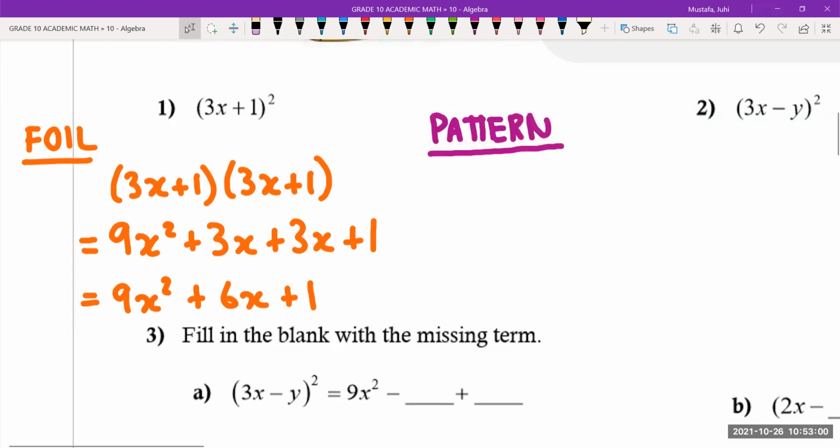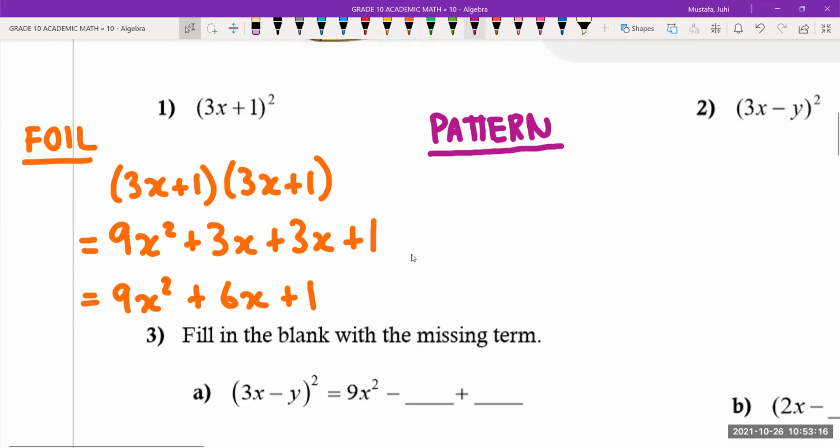Did you guys get 9x squared plus 6x plus 1? Okay, so that's the FOIL method. You can always use the FOIL method. We've practiced that. But let's say I wanted to use the pattern. I'm going to show you the pattern again. So the original question is 3x plus 1, all of it squared.